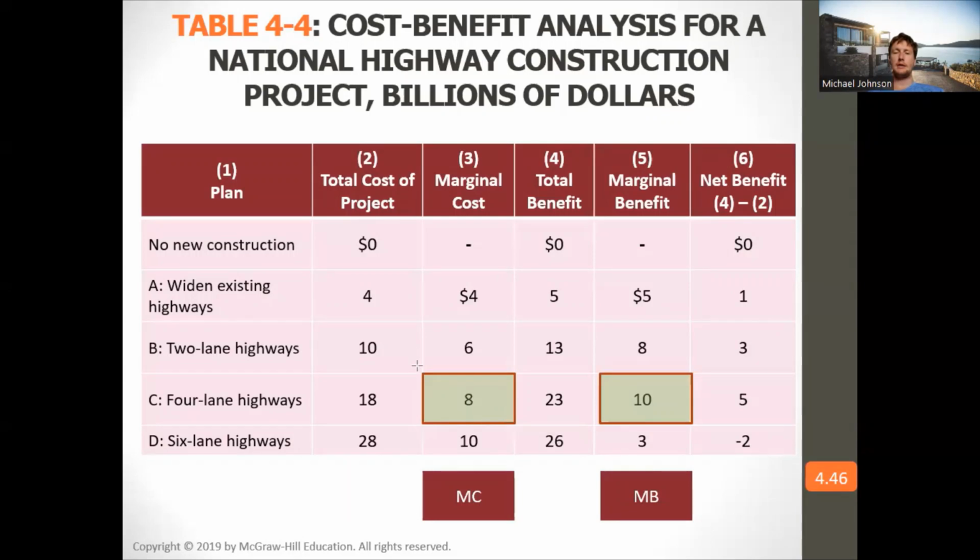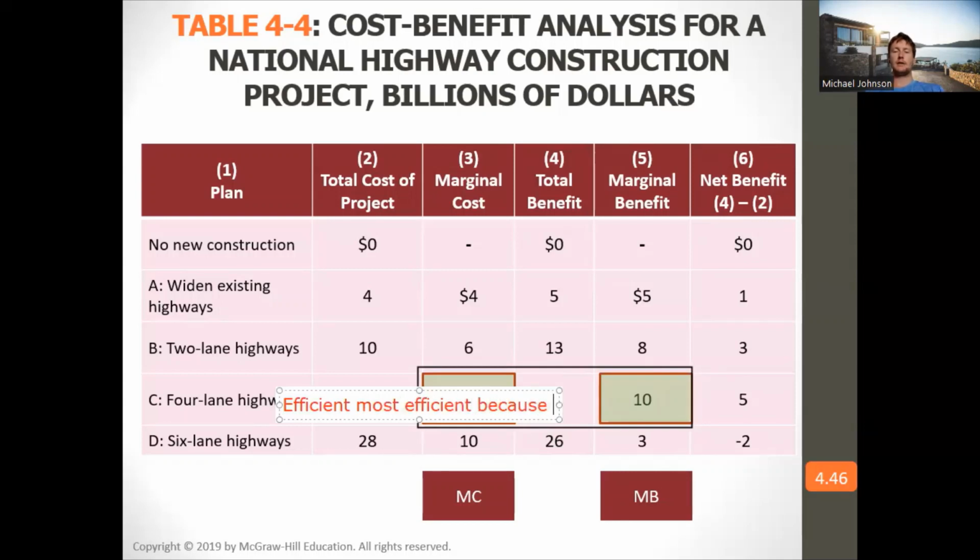So in this case, we can't get marginal benefit exactly equal to marginal cost, but it's the closest it can get. So this is most efficient. So 4-lane highways are most efficient because marginal benefit and marginal cost are almost equal.